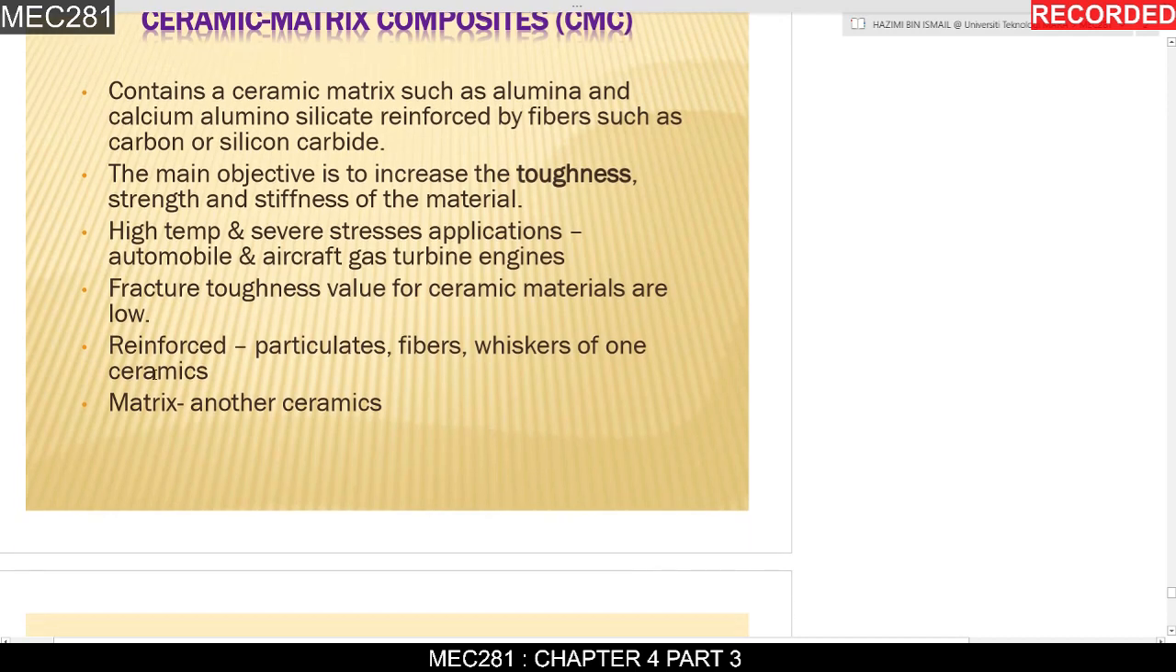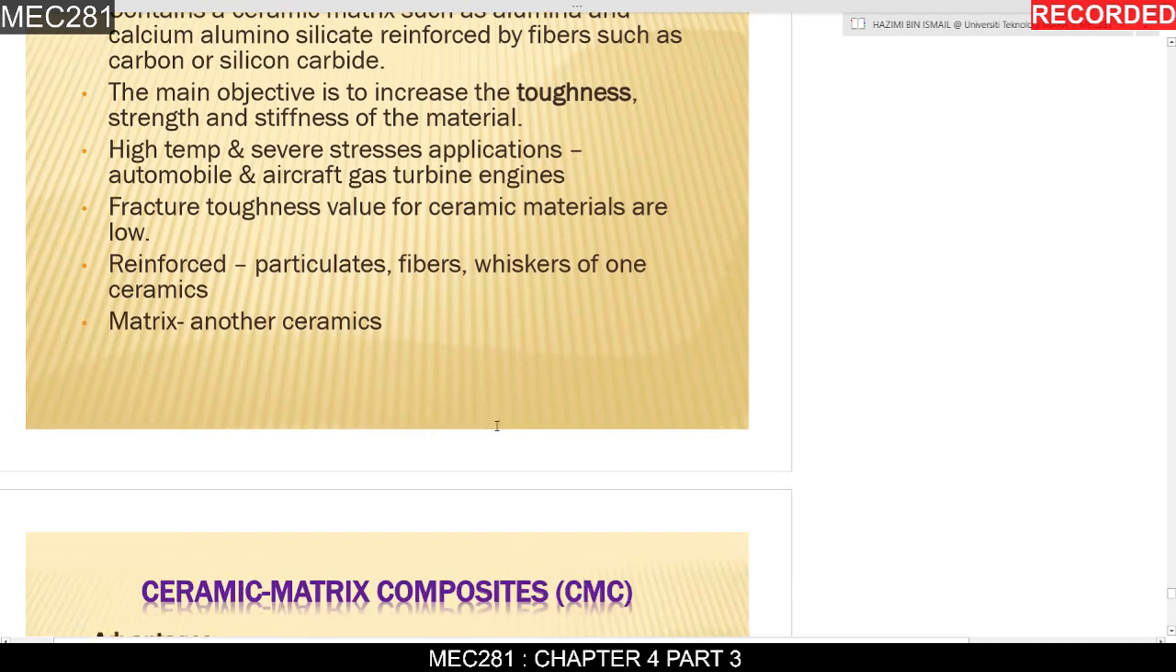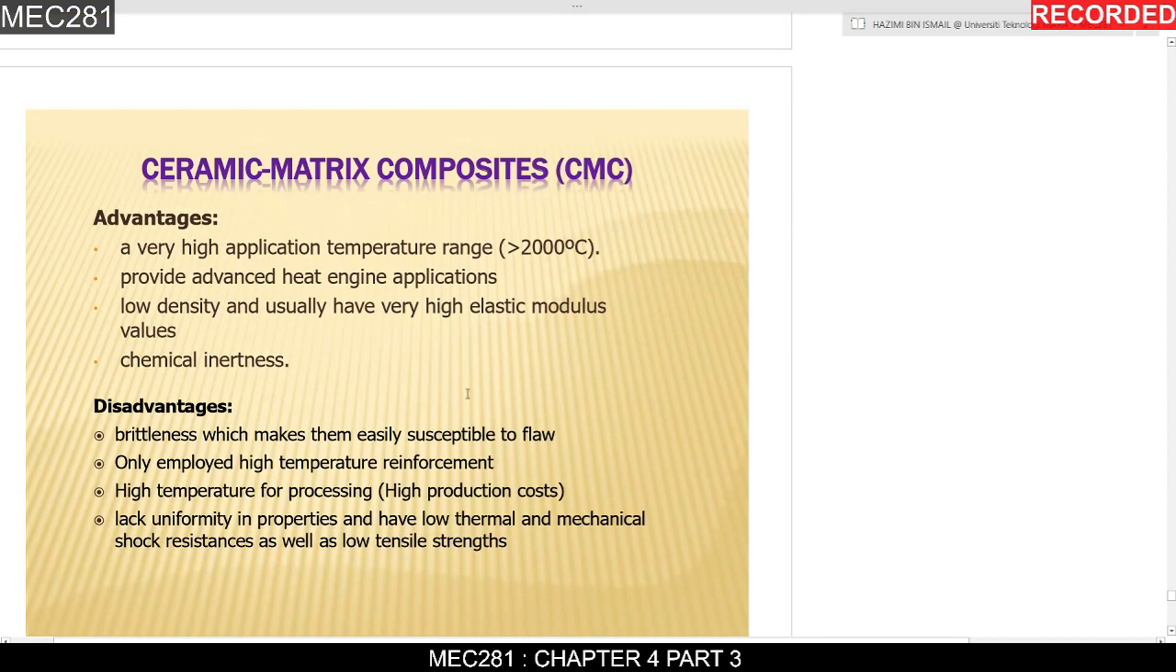So the reinforced phases that are commonly used are particulates, fibers, and whiskers of ceramics, and for the matrix, for sure it must come from the ceramics. So advantages of ceramic matrix composite CMC: very high application temperature range. Compared to PMC and MMC, ceramic has a very high application temperature range, more than 200,000 degrees C.